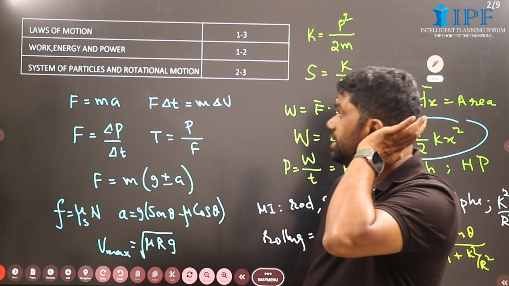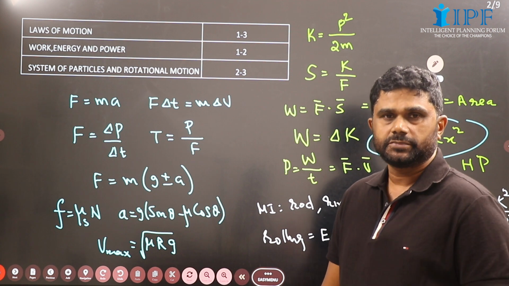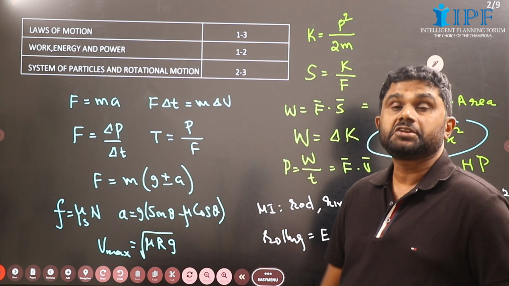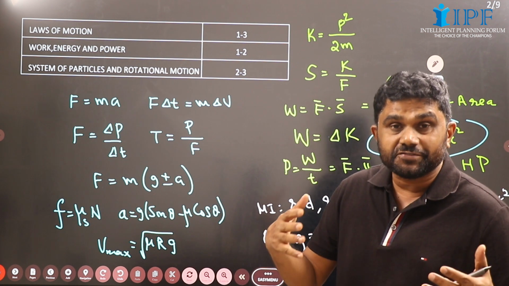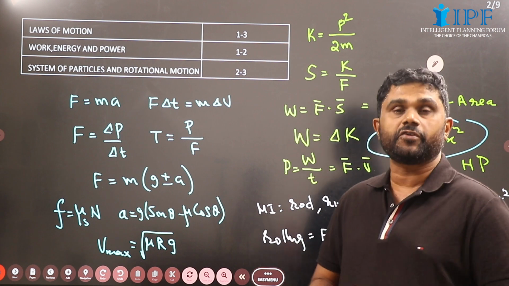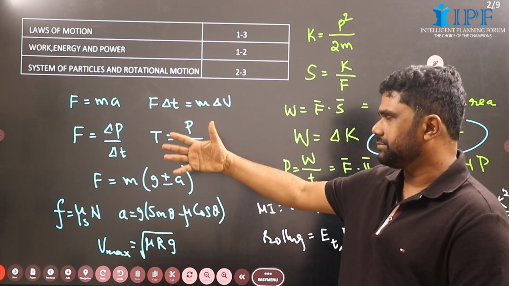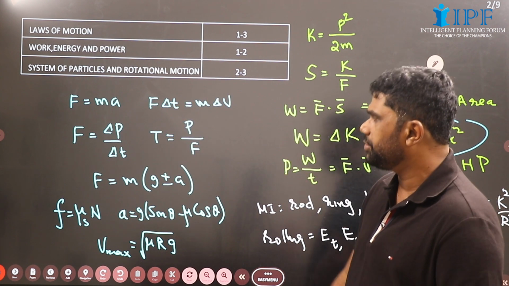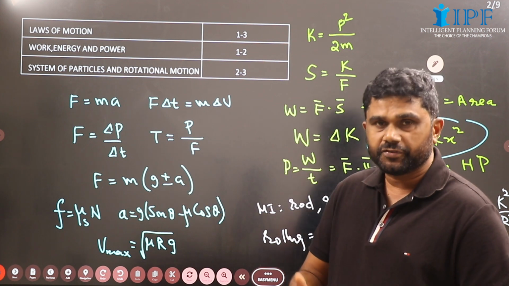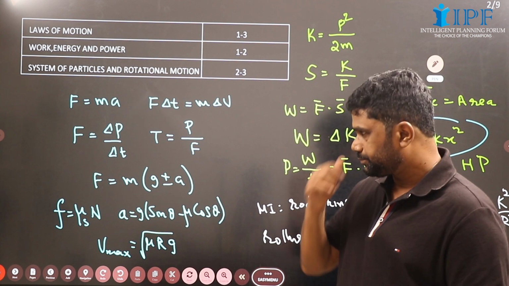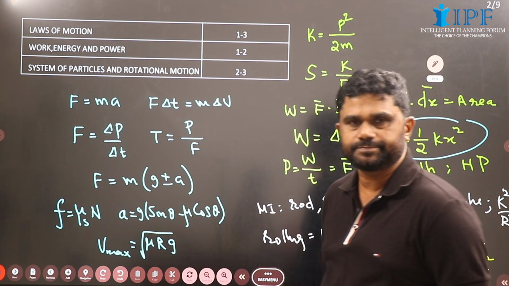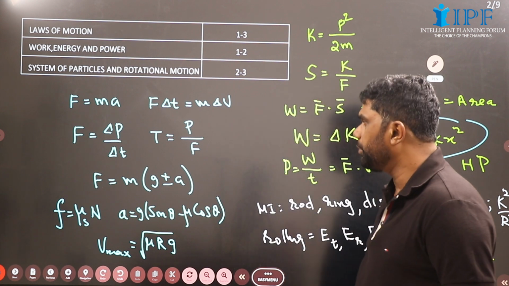Okay, now see from the chapter laws of motion, F equal to ma you should know. It is the simplest formula that we have to study, and it is the most powerful formula. See, sometimes you can expect force is given, mass is also given, and you will have to find the acceleration. Okay, then see this is important, F delta t, impulse. Impulse equal to change in momentum.